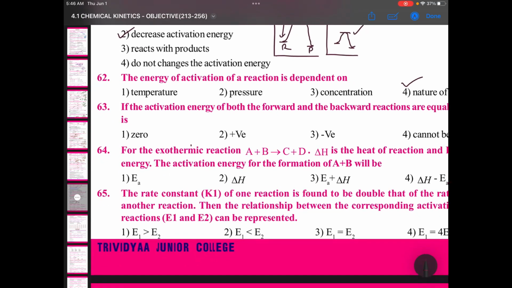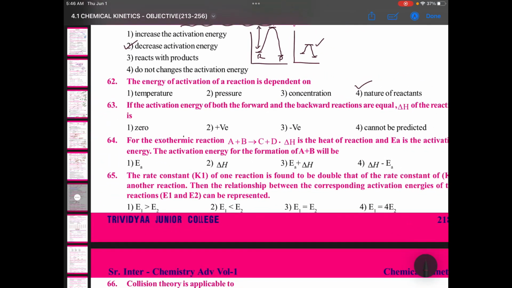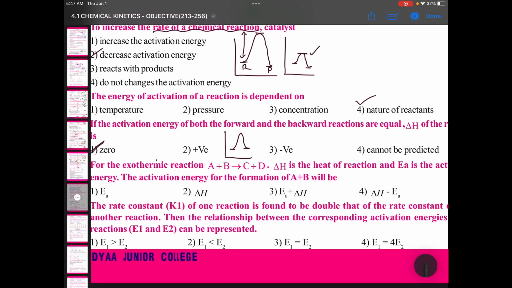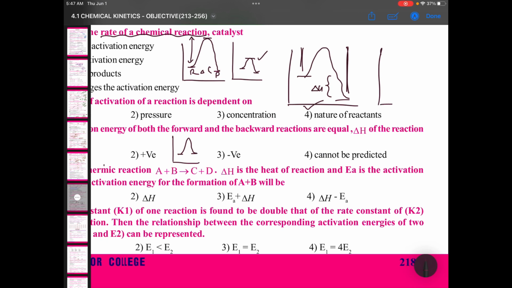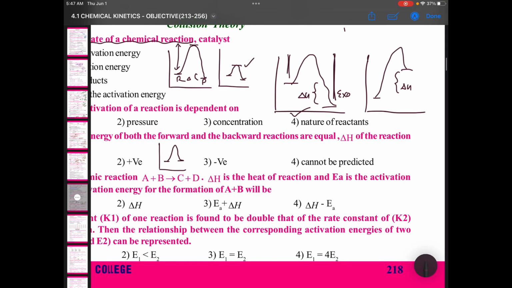If the activation energy of both forward and backward reactions are equal, that means delta H of the reaction is going to be 0. There is no delta H. See, in this, this is delta H. For example, you are taking like this, I will be drawing a bigger one here. So this is delta H. But this is the activation energy for forward, this is the activation energy for backward. If it is a reversible reaction, this is an exothermic change. For an endothermic reaction, this is delta H. But if both forward and backward are the same, it means there is no delta H. Delta H is going to be 0.